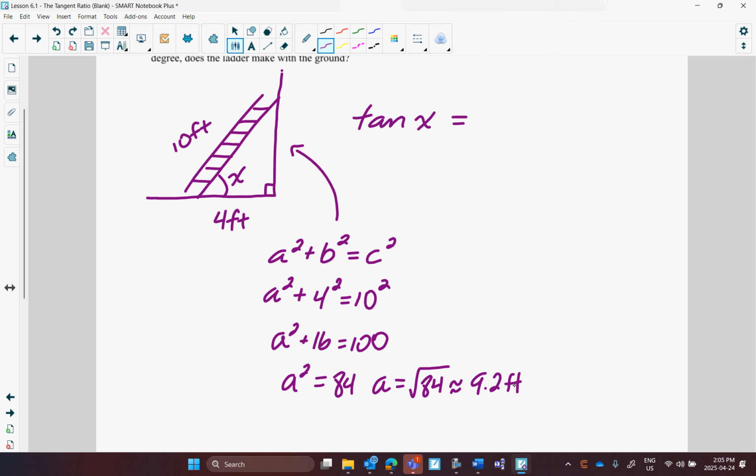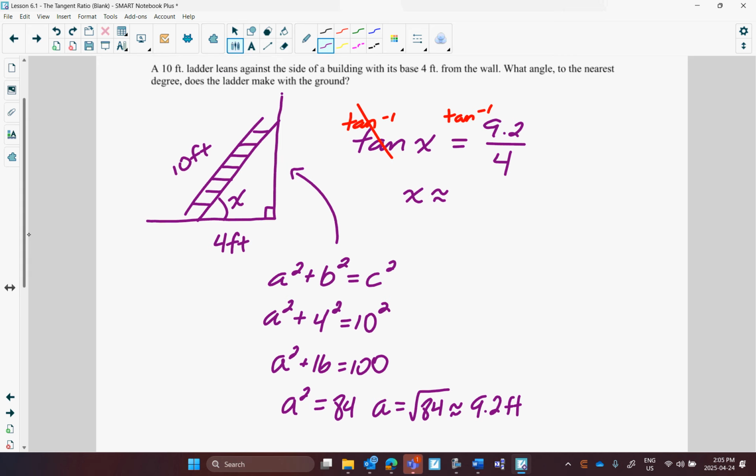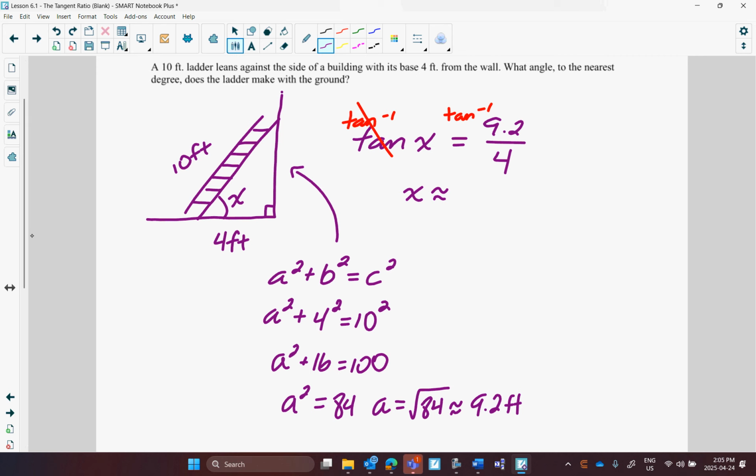Now we're ready. Tan of X equals 9.2 over what side? Opposite over adjacent. 4. How am I going to find X? Tan inverse both sides. And then when we do that, we're going to get our answer. What does it say? Nearest whole number. 67. There we go.